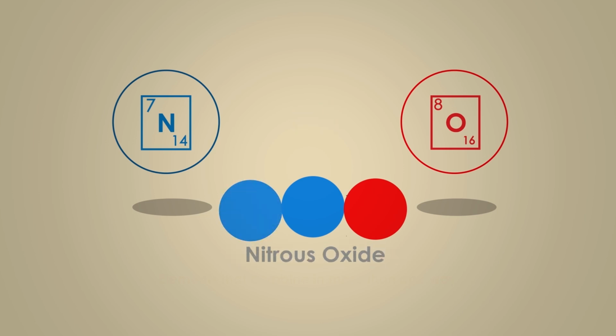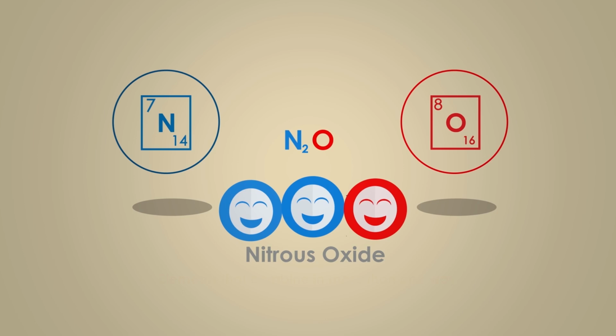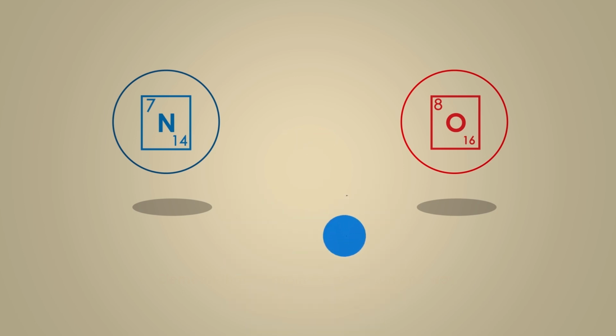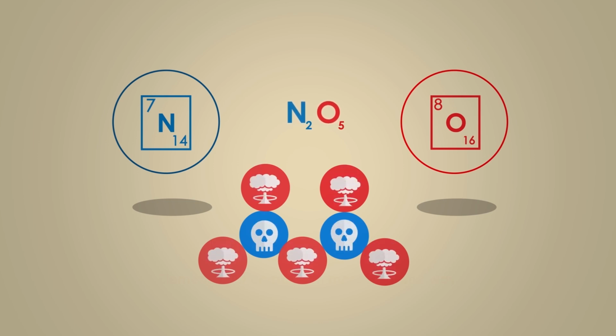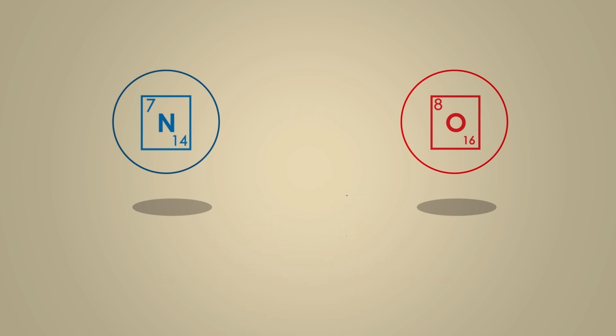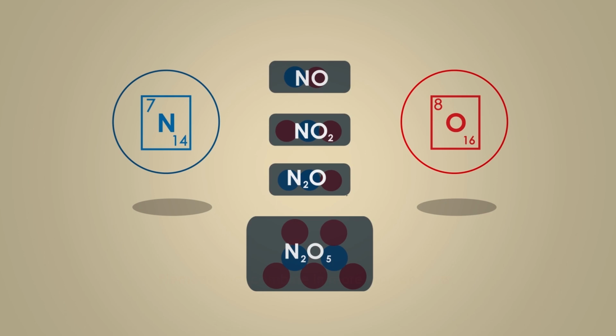Nitrous oxide, N2O, is laughing gas. And then we have dinitrogen pentoxide, N2O5, which is an extremely dangerous gas. In reality, we would get a mixture of products and the reaction would not go to completion. But let's suppose we could make just one of these. Wouldn't it be good to know which one you made?